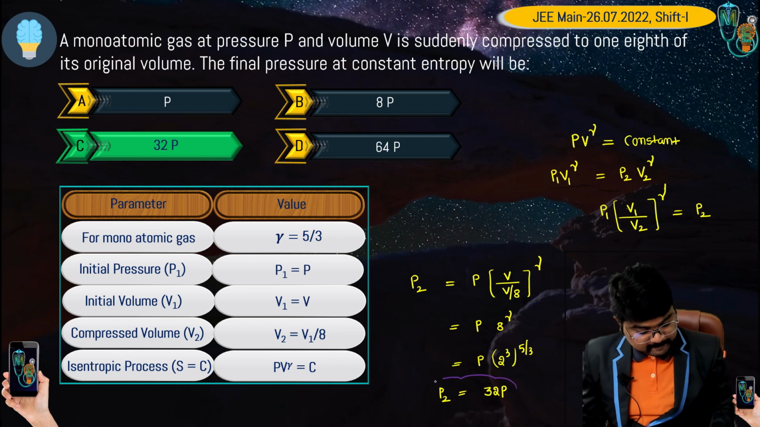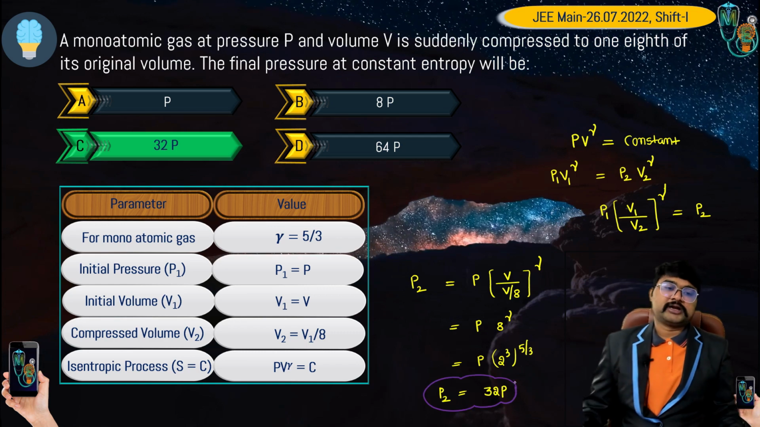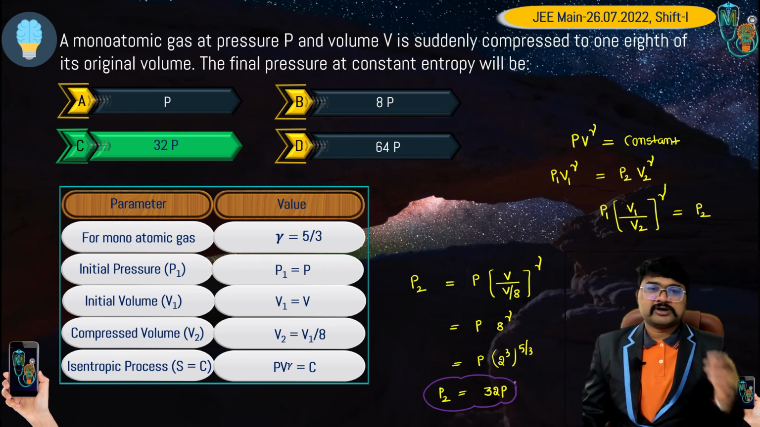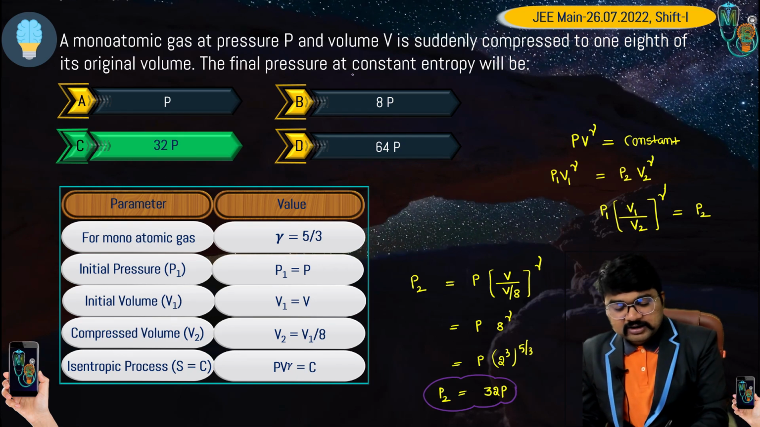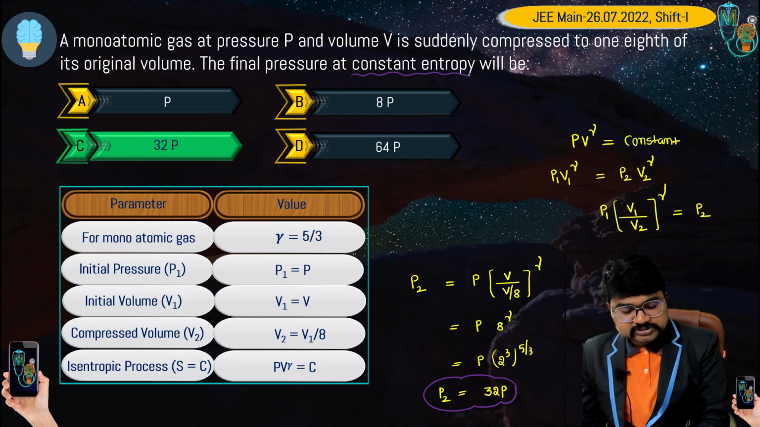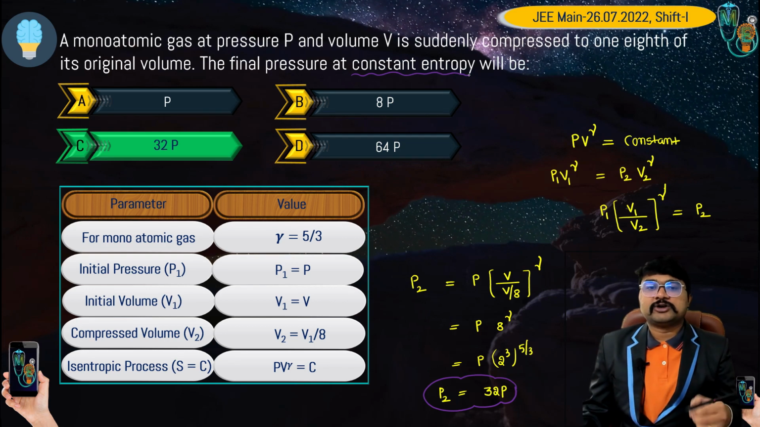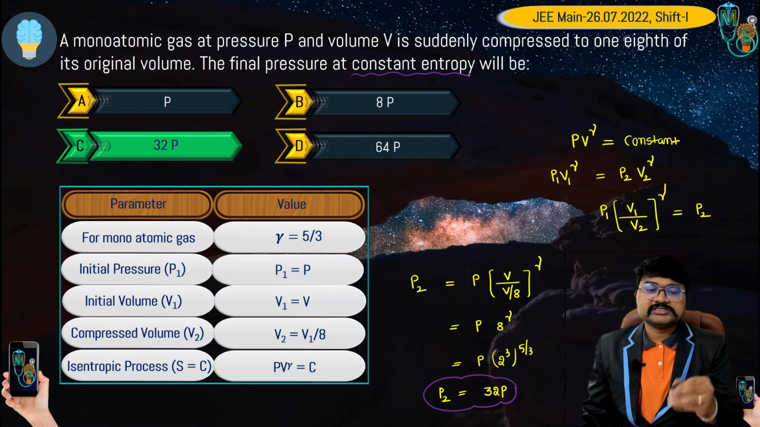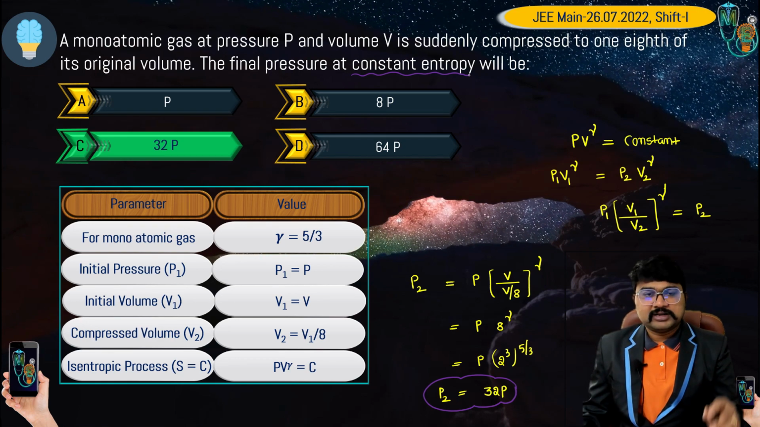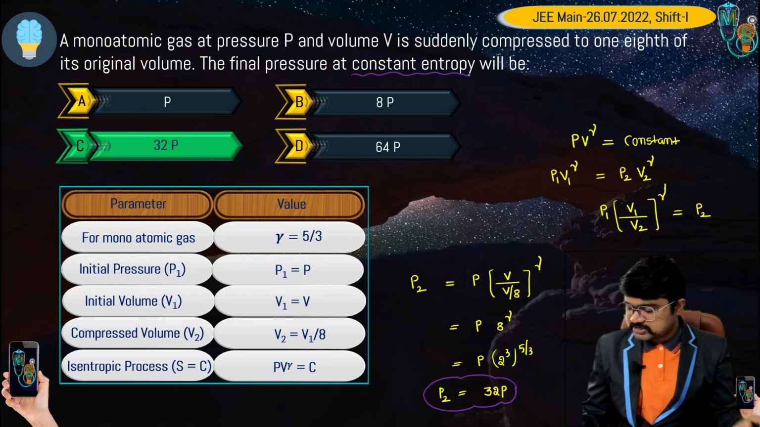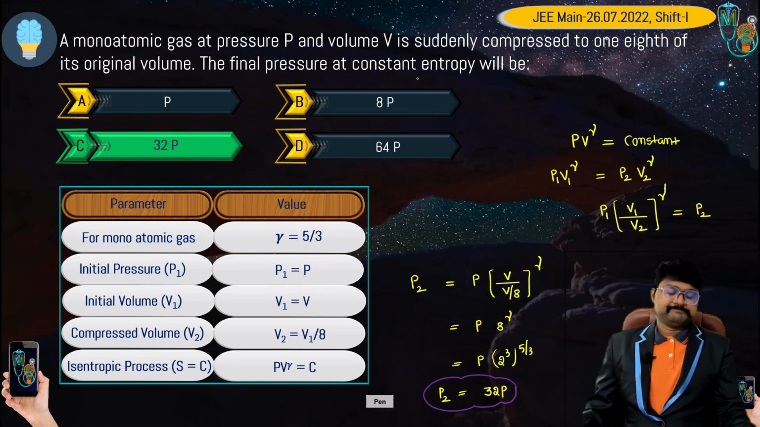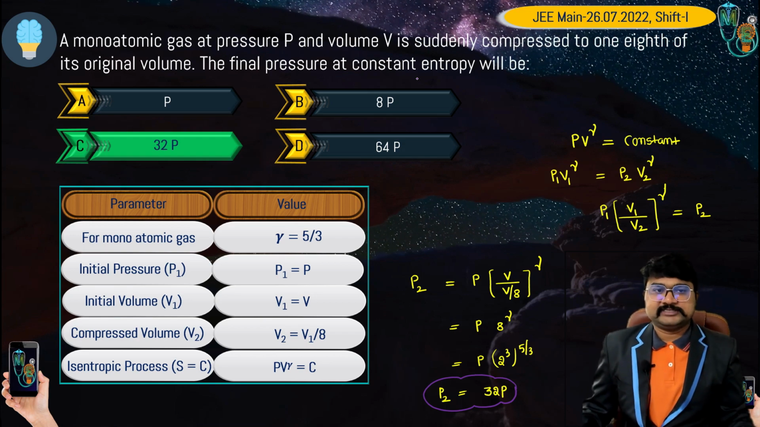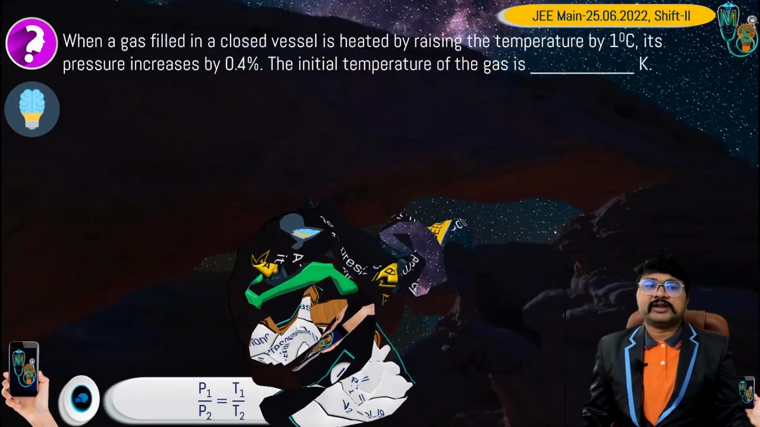Understood? P2 equal to 32P. Straight away you can answer it. Nothing great here. Understood now? First understand what is happening. Constant entropy process is nothing but an isentropic process. Monoatomic gas, gamma, what is the value of gamma for it? Like that we will go through it. Understood now? Yeah. This is all about some problems based on the isentropic process. Now we can have a look at the next problem.